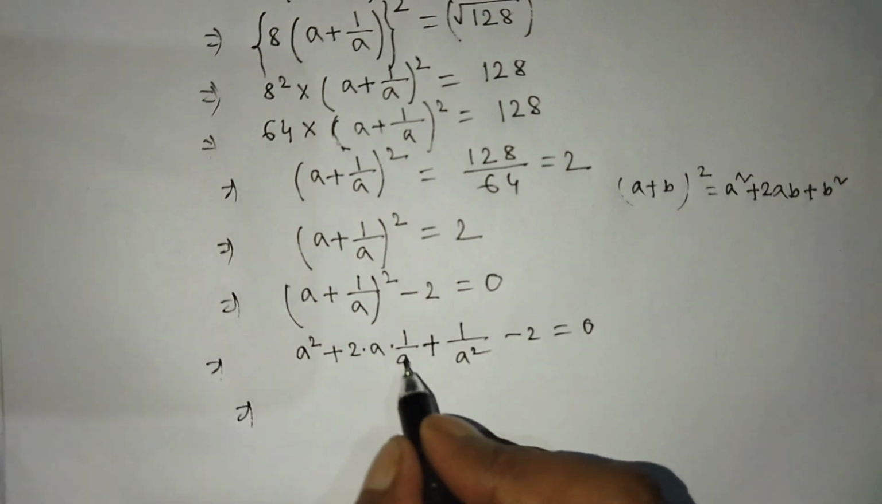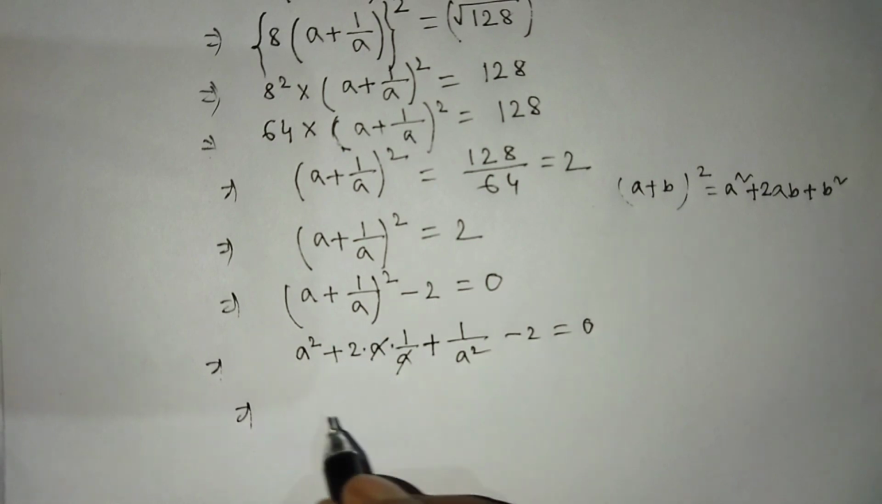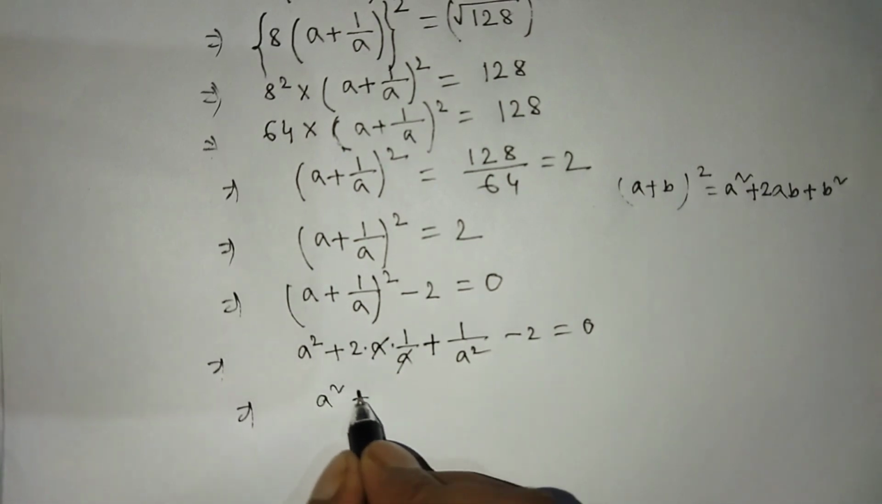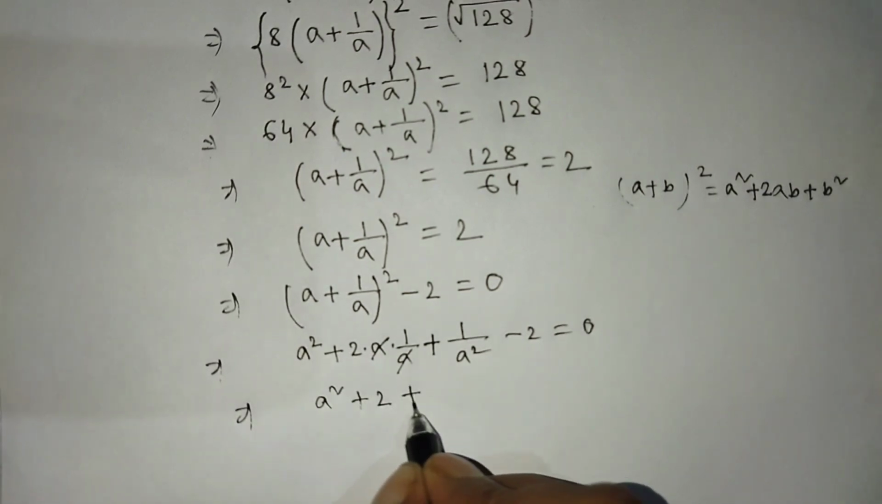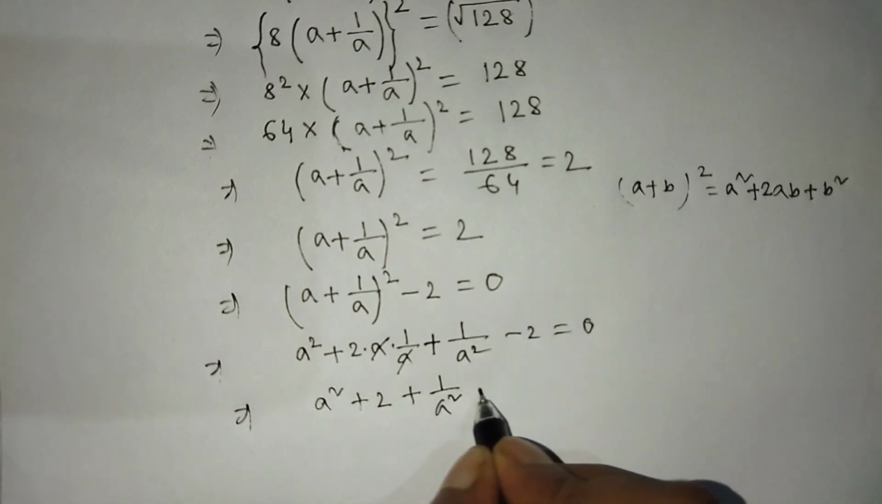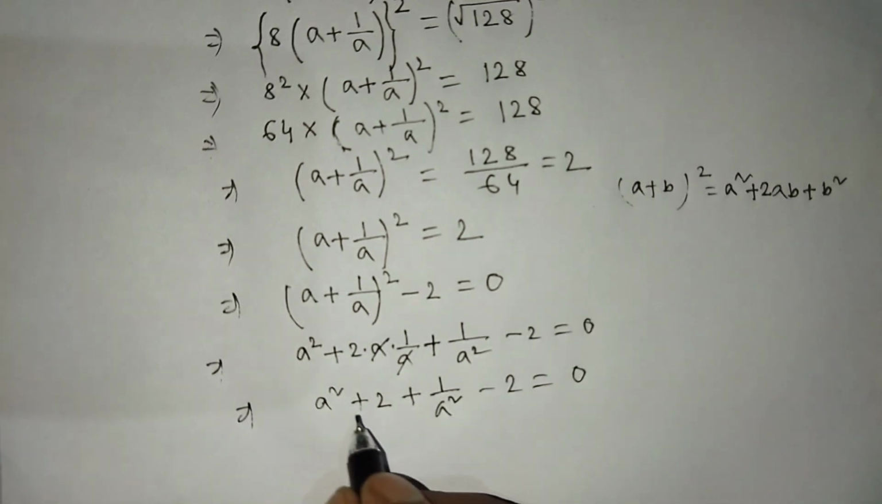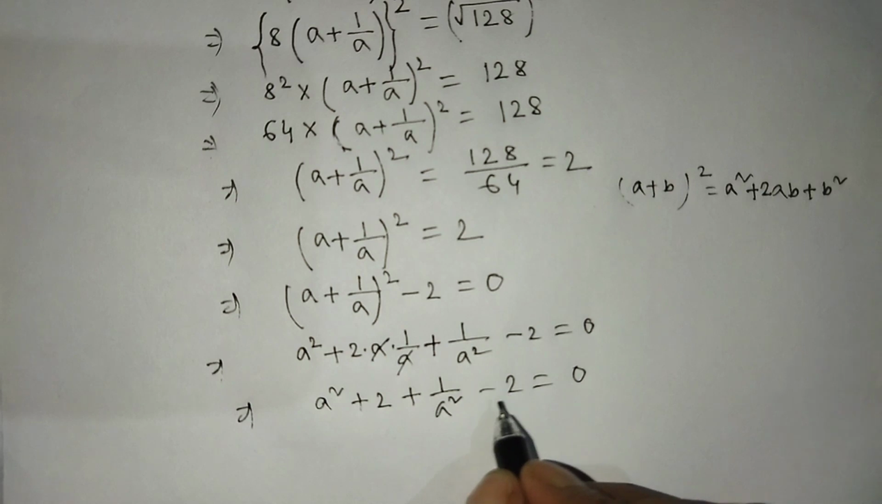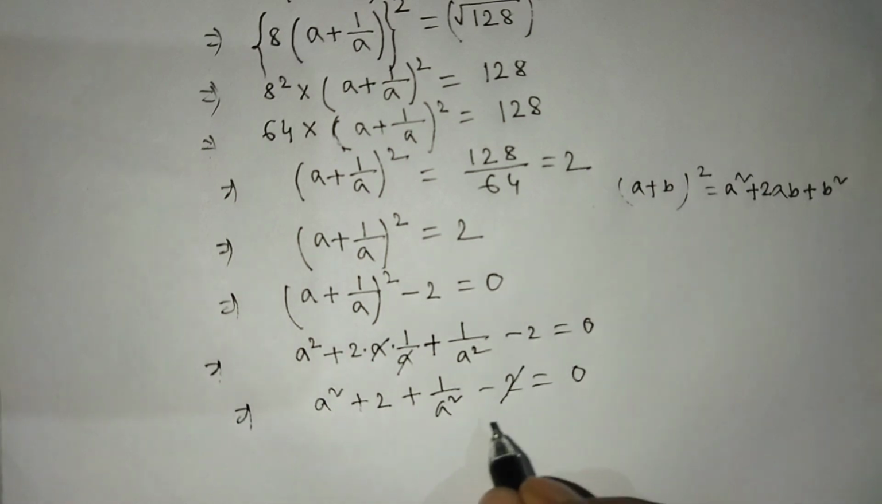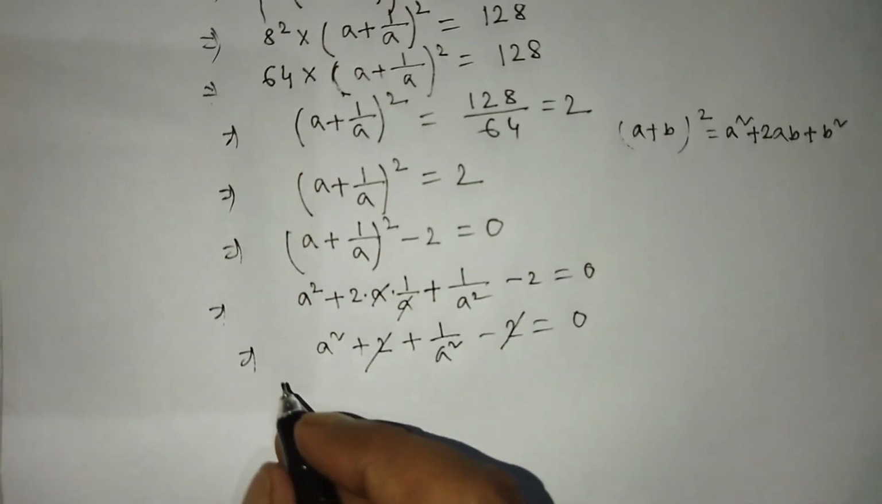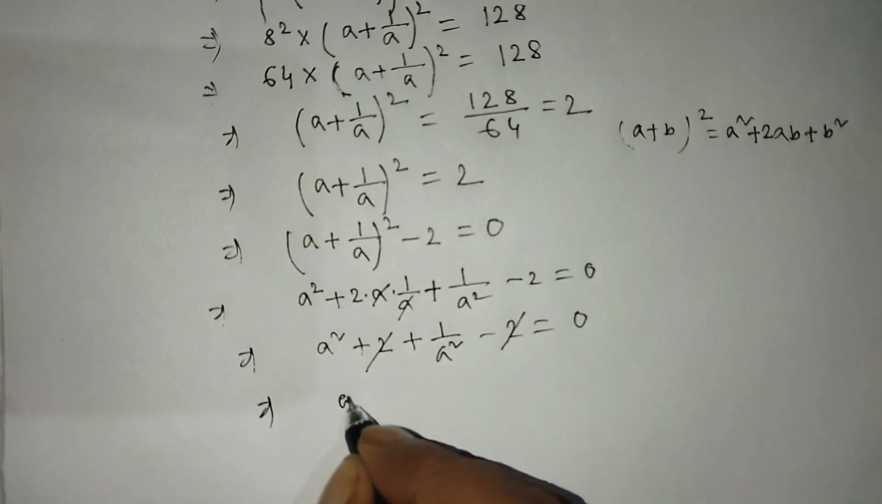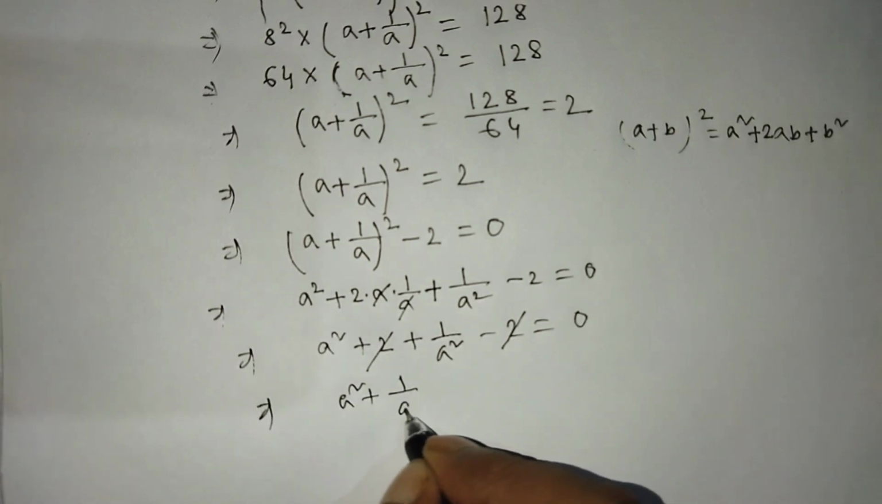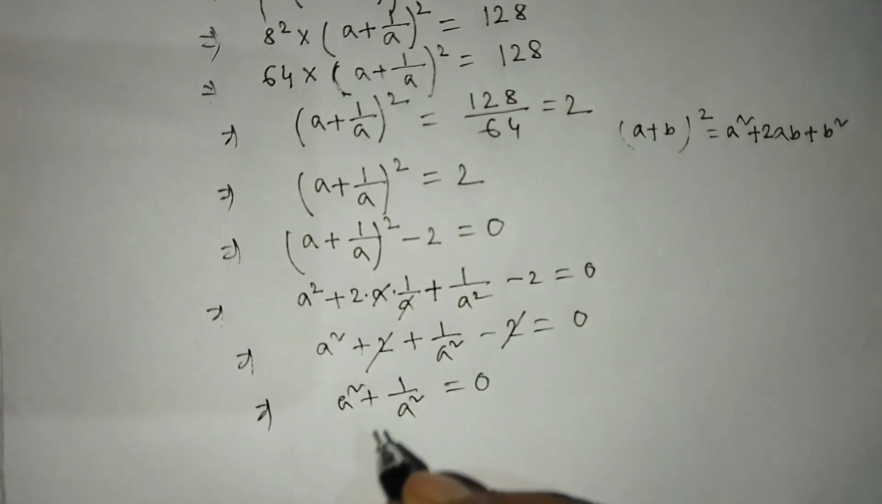So student, a we have to cancel. Okay, so we have to write here a square plus 2 plus 1 by a square minus 2 is equal to 0. So here is plus 2 and here is minus 2, so both 2 we have to cancel. Okay. So my dear student, after that again we have to write here a square plus 1 by a square is equal to 0.